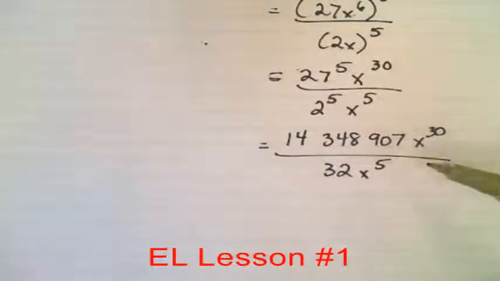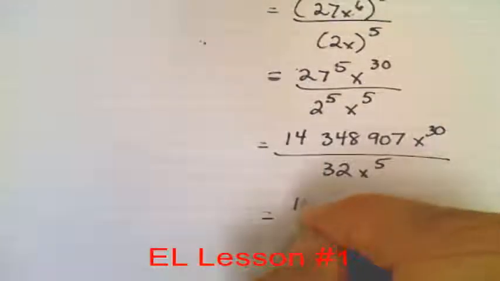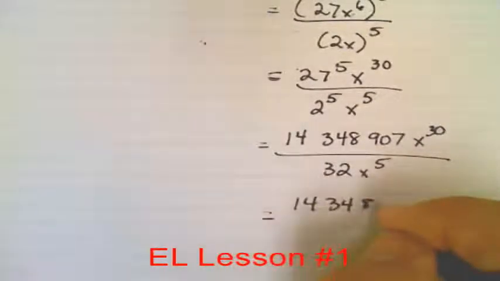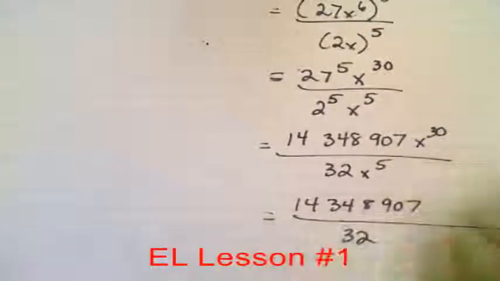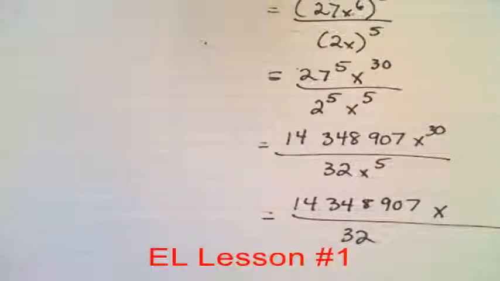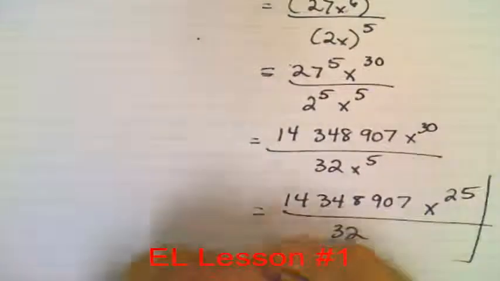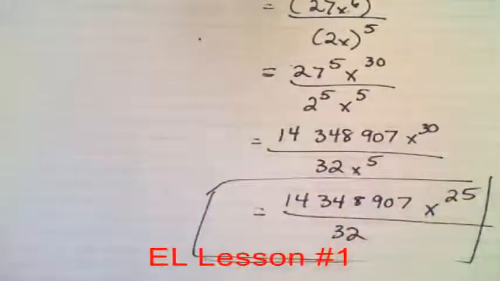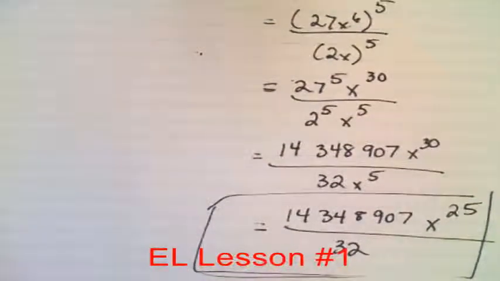Let's see if I can reduce this number in front, the coefficients. Okay, so 14,348,907 divided by 32. See if it reduces as a fraction. It doesn't. So now I'm going to keep the base the same here. Remember, I'm doing that final division. So I have 14,348,907 in the top, 32 in the bottom. Keep the base the same. It goes in the numerator. 30 minus 5 is 25. And there is my final answer.